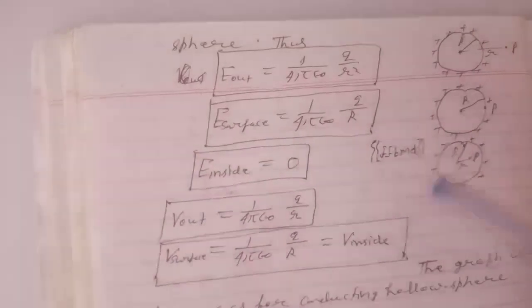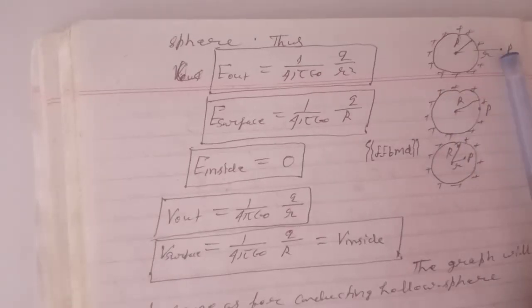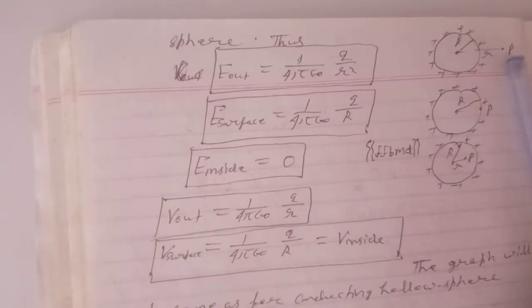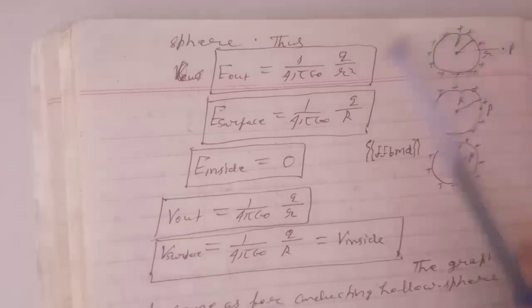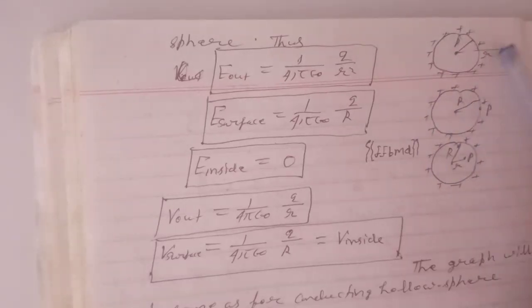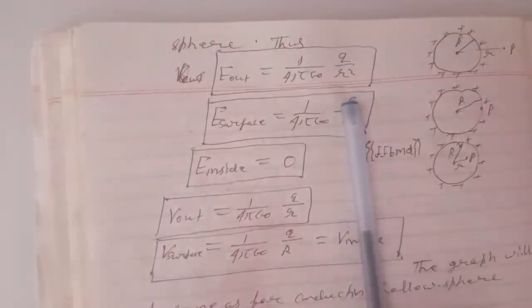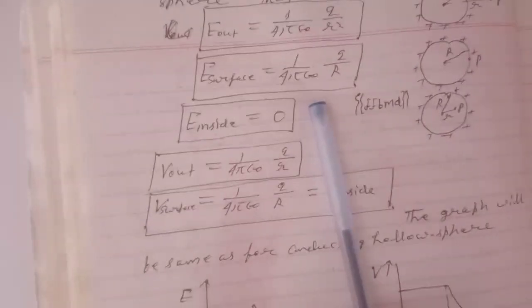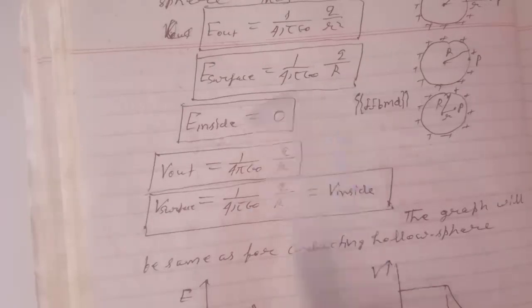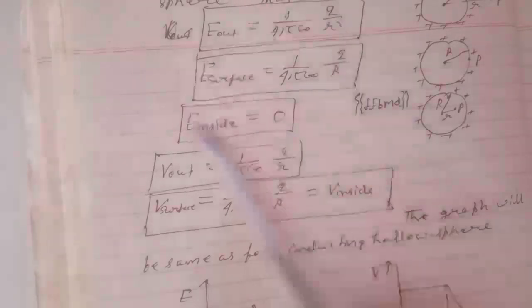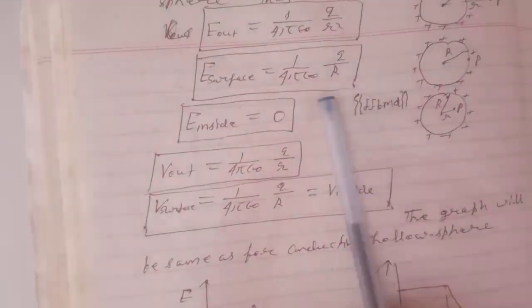Thus, this is the case when the point is outside the sphere. We can solve it the same way as for the conducting hollow sphere. We take a Gaussian surface outside the hollow sphere, calculate the flux, and then Q enclosed by epsilon naught. So E out will be 1 by 4 pi epsilon naught q by r square, E surface will be 1 by 4 pi epsilon naught q by R square, and E inside will be 0. This is the electric field for the different situations.